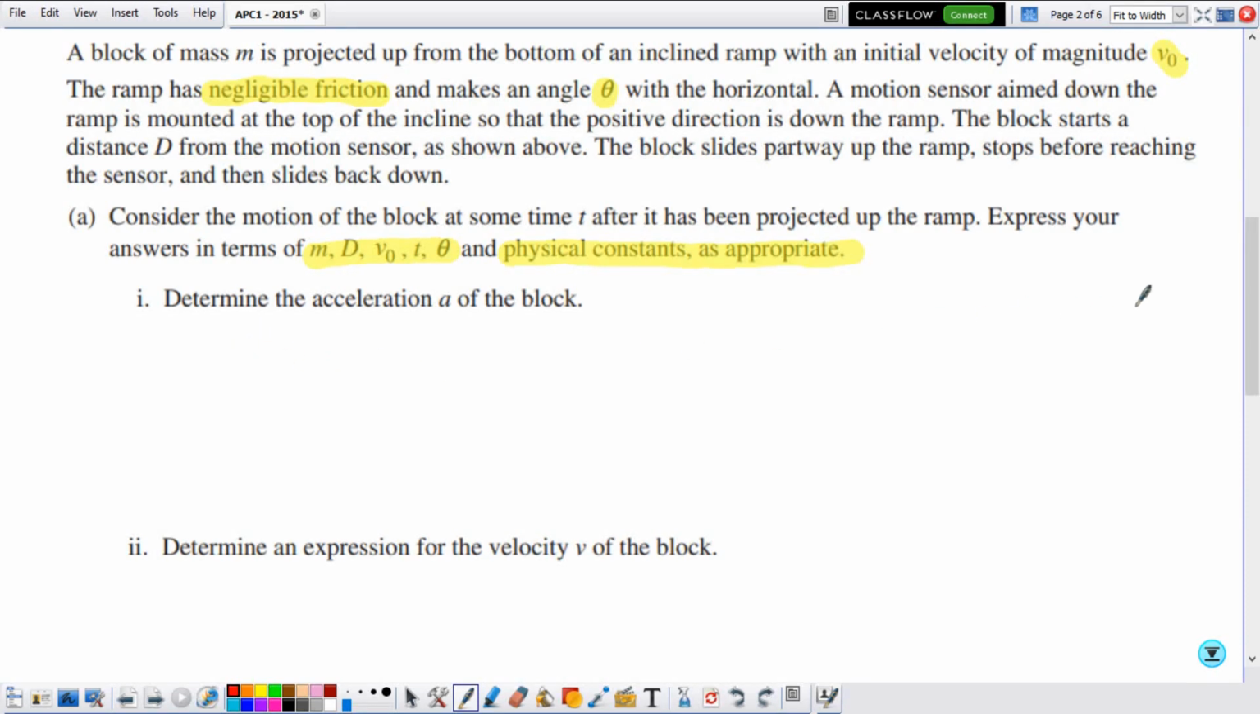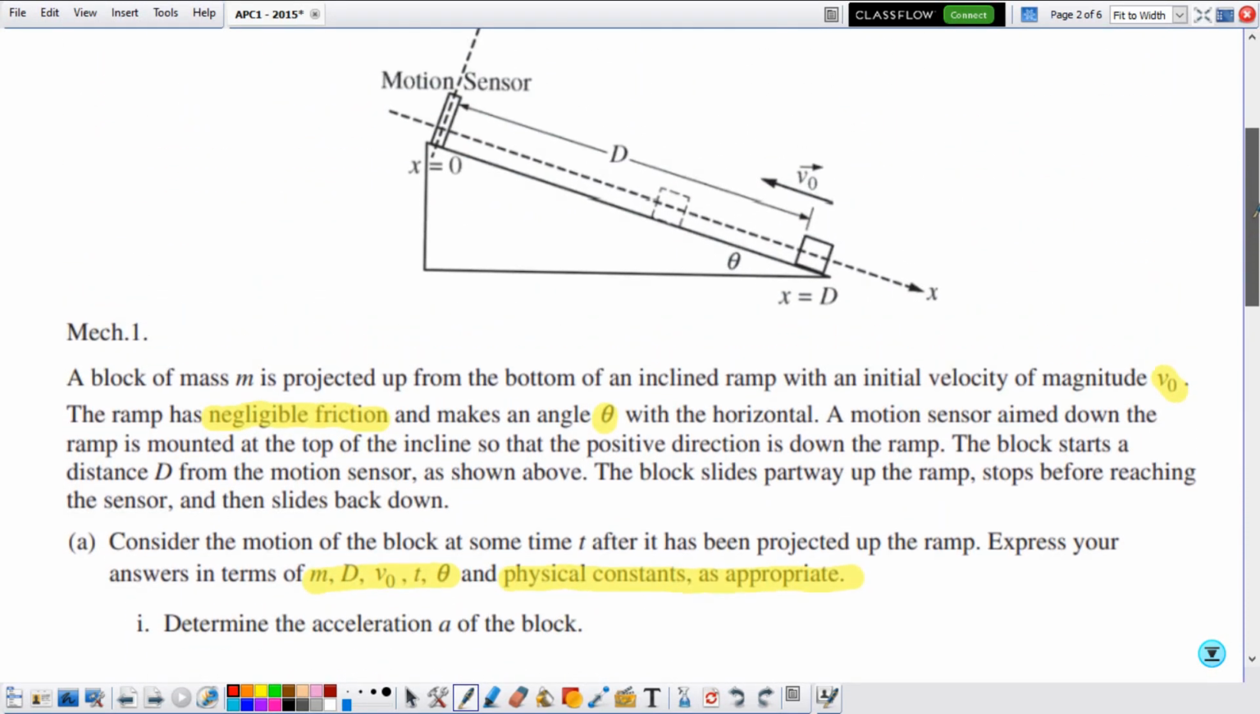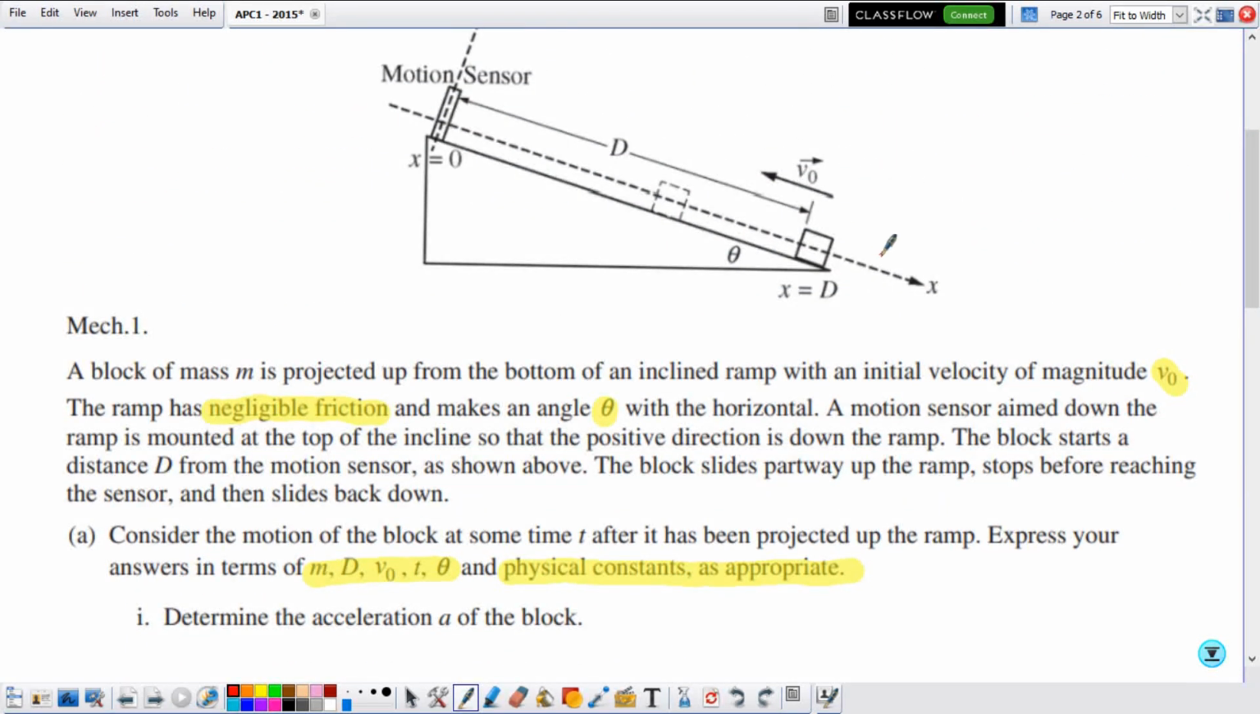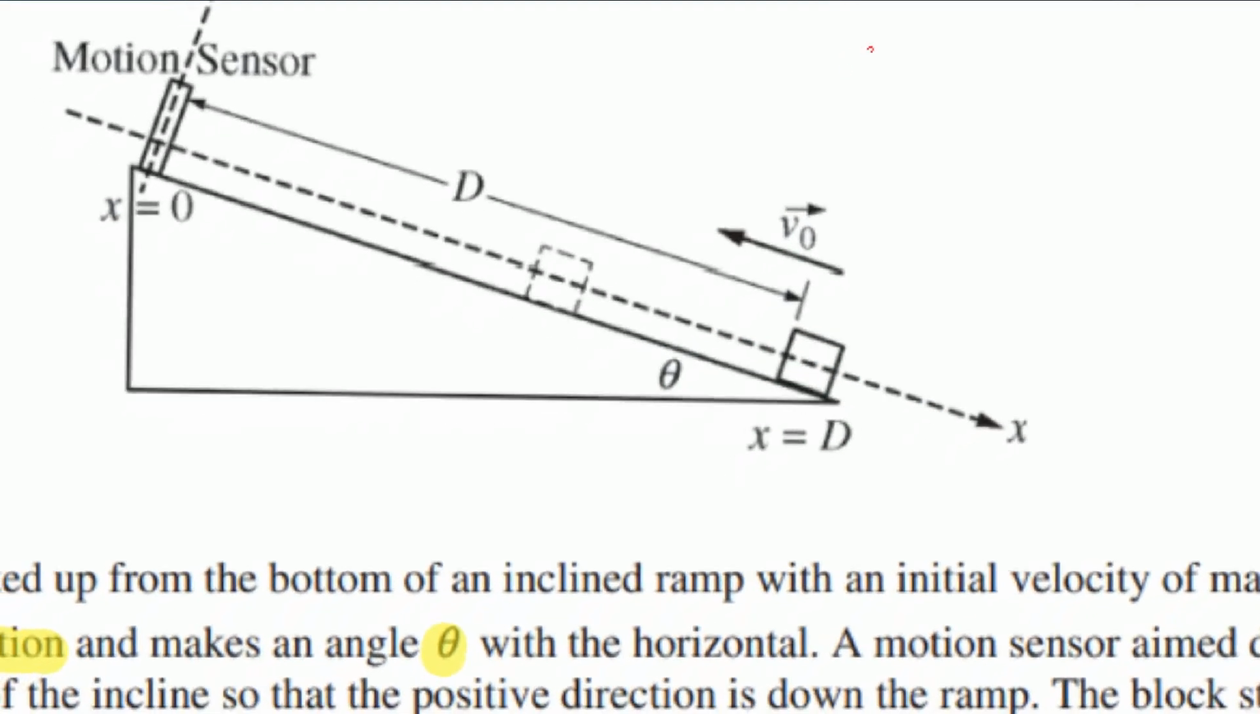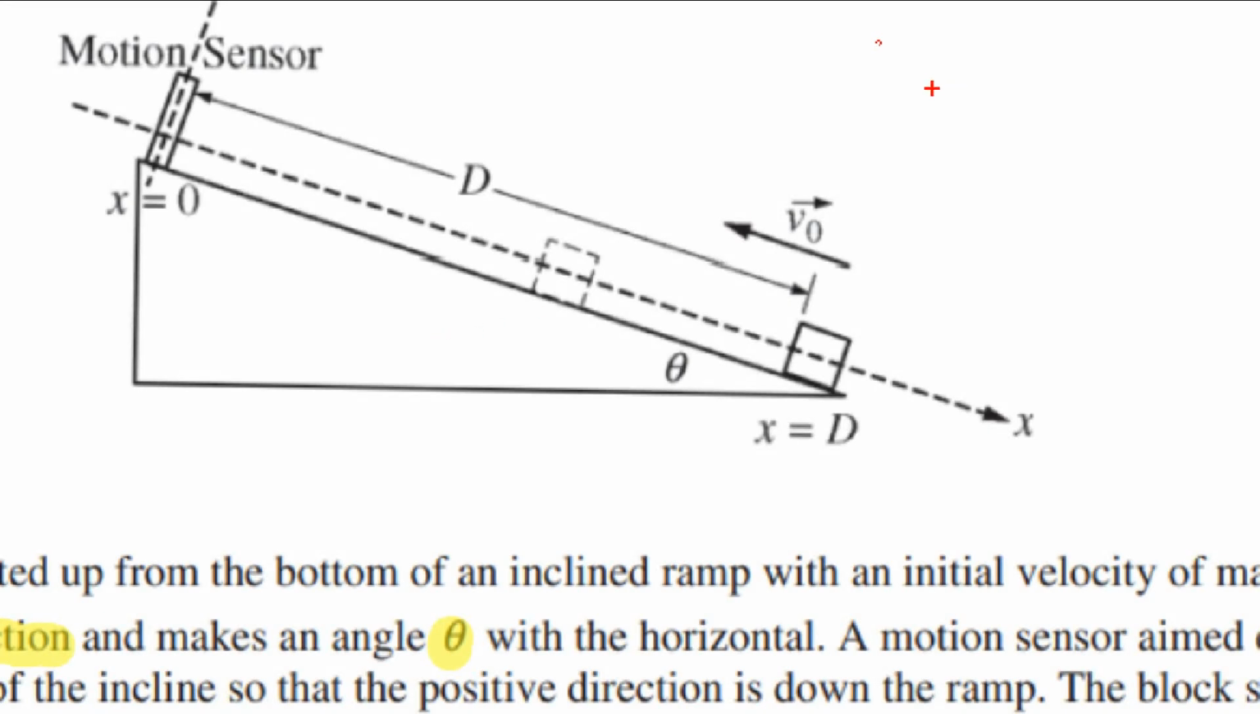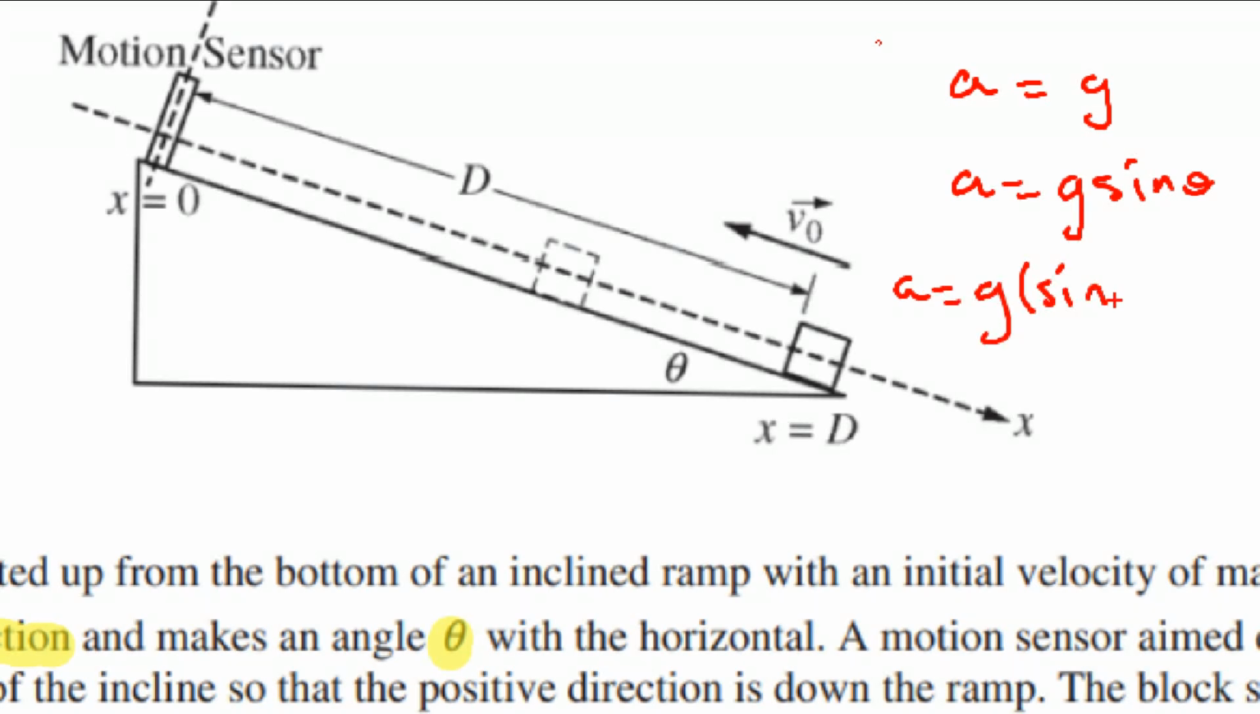Then we need to determine the acceleration a of the block. We know that, first of all, the positive direction is down. So let me first start and say that for a free falling body, the acceleration is given by g. For a falling body on a ramp, that would be given by g sine theta. And if we have friction, the modification would be given by g sine theta minus mu k cosine theta.